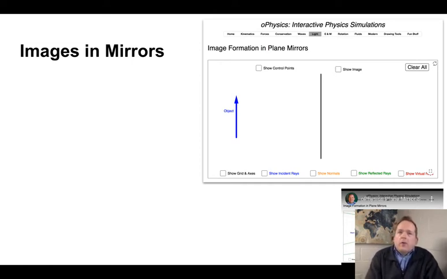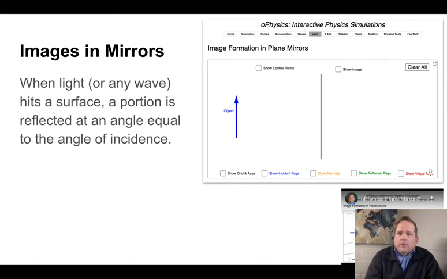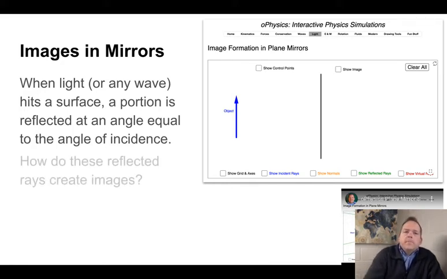How does light interact with the mirror? Well, clearly this is a boundary where almost all the light, in fact, we're going to treat it as all the light gets reflected and none of the light gets transmitted because we have silver paint painted on the back of that glass surface. When light hits a surface, again, a portion is reflected at an angle equal to the angle of incidence, but in a mirror specifically, we say that's 100% portion that gets reflected.